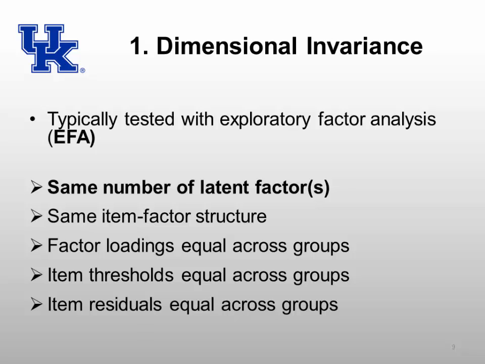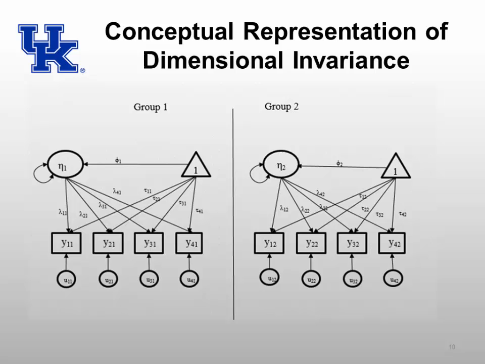You're going to see these bulleted items for each one of our 5 levels, and I'm going to talk about each one as we go. So again, we're on the first type of invariance, which is dimensional, and so we're looking at the latent factors, the number of latent factors in our scale. This is a conceptual representation of dimensional invariance. When we're looking at whether the latent factor structure is the same, we know with our example scale, we have 1 latent factor for both groups.